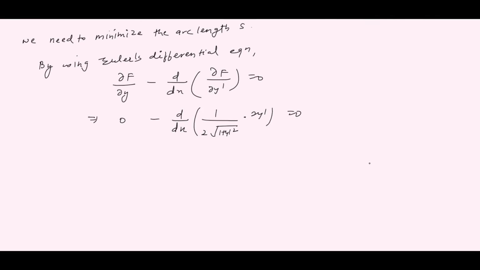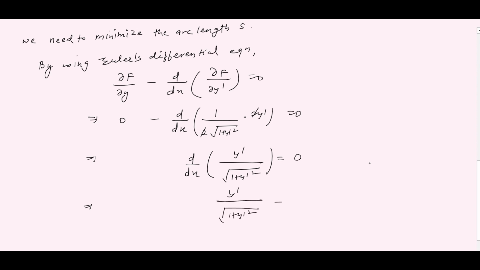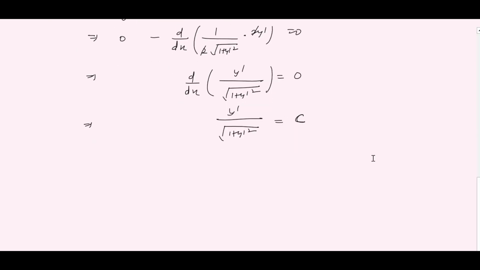So now further here 2 gets cancelled out, and it will give d/dx of y' over square root of 1 plus y' square is equal to 0. So now on integration on both sides, we will get y' over square root of 1 plus y' square is equal to c, a constant of integration.